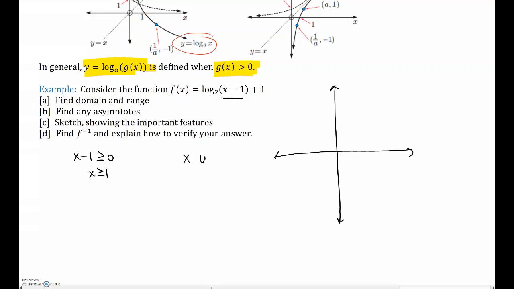I could also give you some values, like plug something in. If I plug in x equals 2, now why would I pick 2?